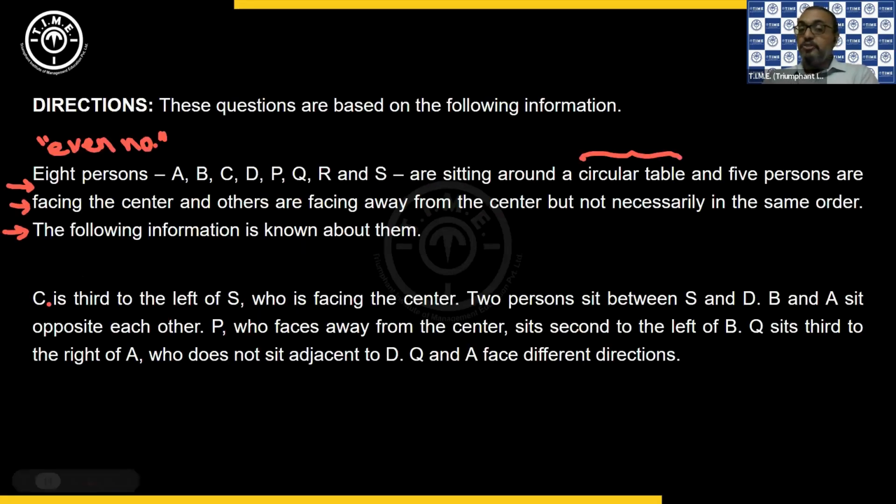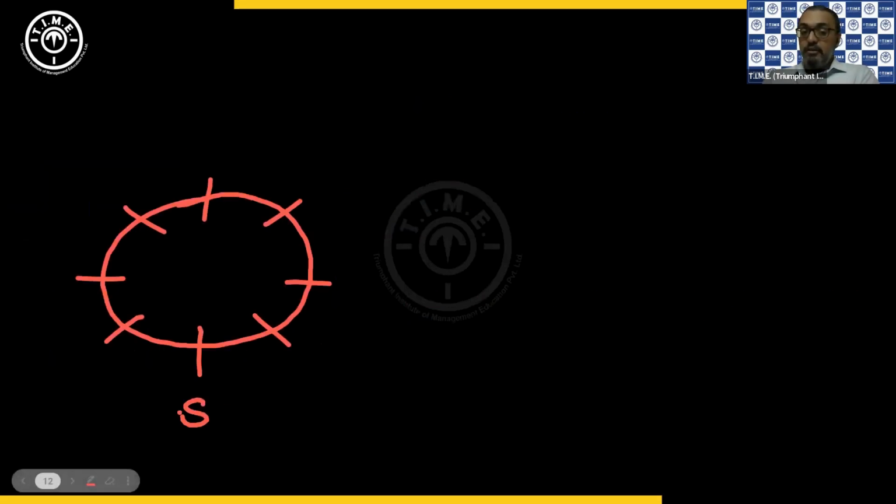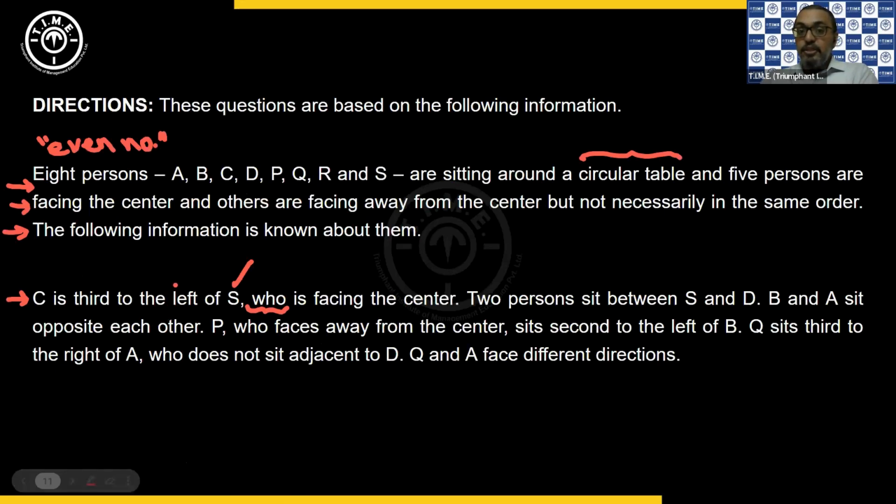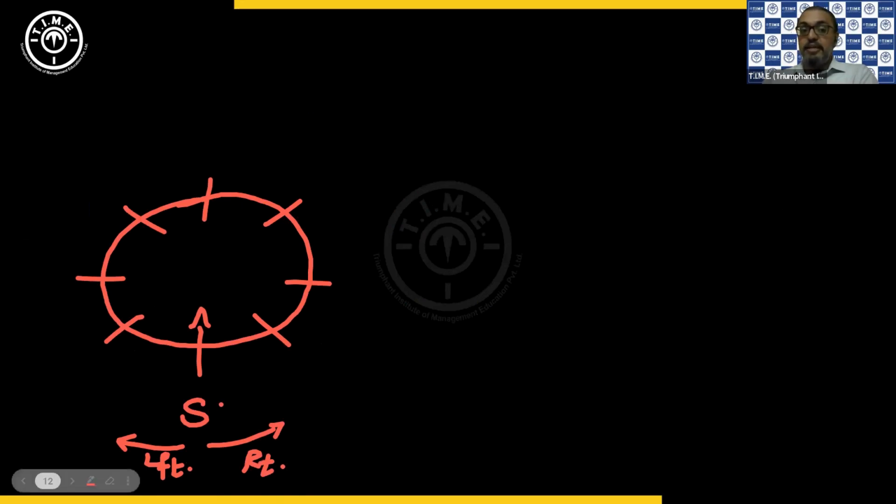Now the following information is known about them. Now first one, C is third to the left of S. Who means it is always the person just before. That is, S is facing the center. So you can put S in any one position and S is facing the center. And for facing the center, we know clockwise direction is identified as the left. Anti-clockwise direction is identified as the right. And we know C is third to the left of S. So left side, first, second, and C will be put in the third position.